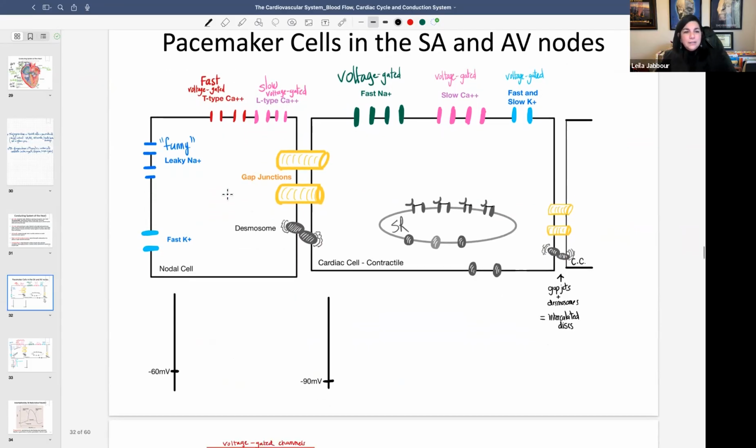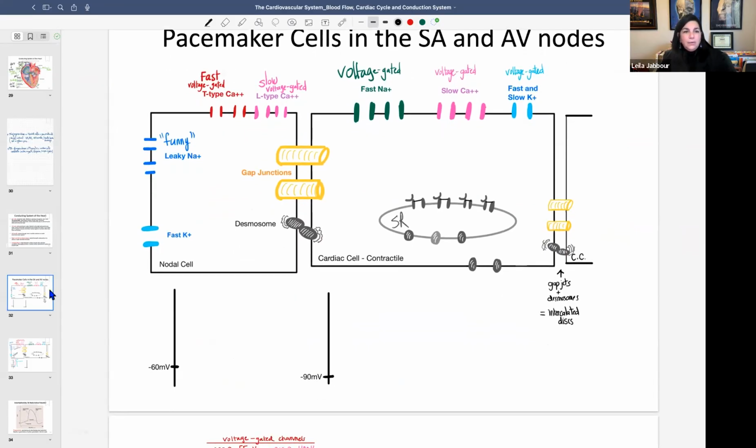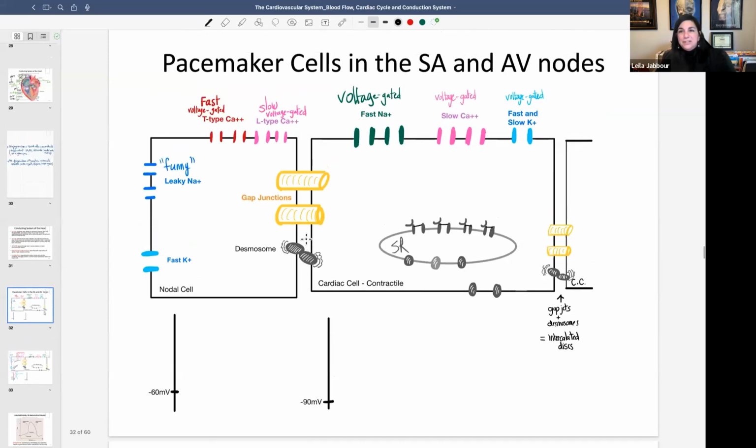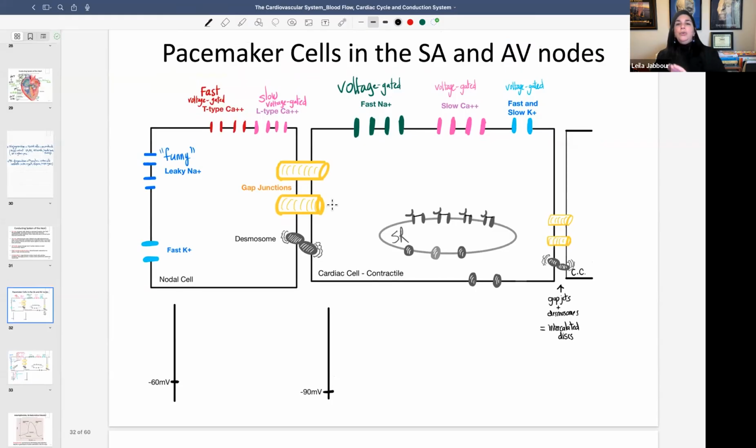So this first slide is a drawing I made to show you the actors here. I have on the left a nodal cell, and on the right a cardiac cell, a contractile cardiac myocyte. We're going to talk about a number of ions going in and going out. So I labeled all this here. I might not have all these labels in a future diagram, but at least I labeled them here.